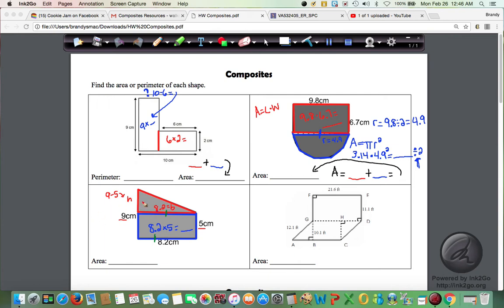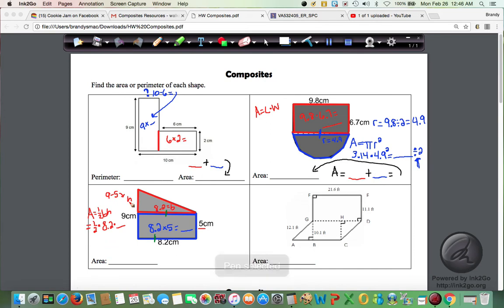All right, so to do area of a triangle, it's half the base times the height. So we're going to have 1/2 times the base, which is 8.2, times the height, which I'm not going to tell you because you can figure out on your own. I'm going to erase this little line right here so you don't get confused. Okay?